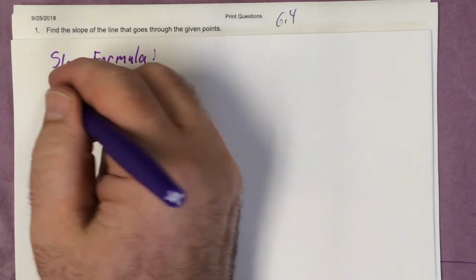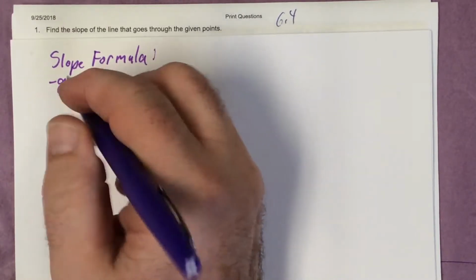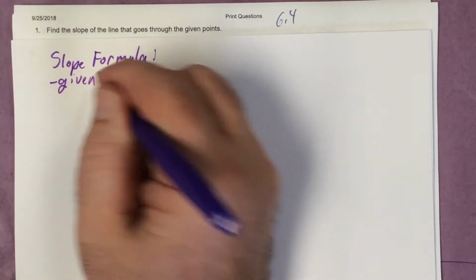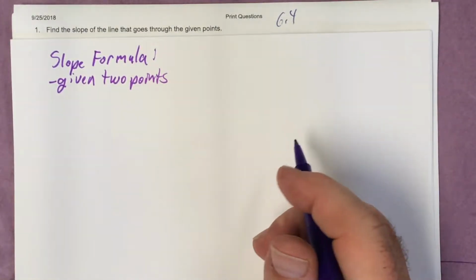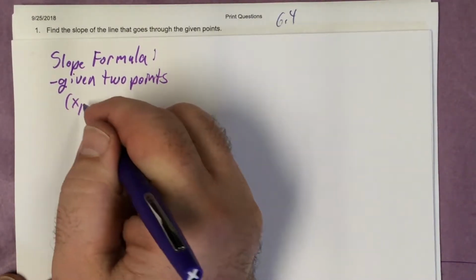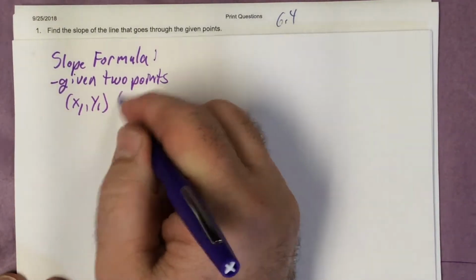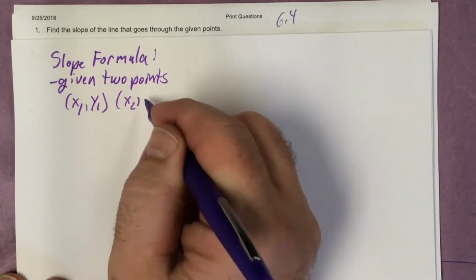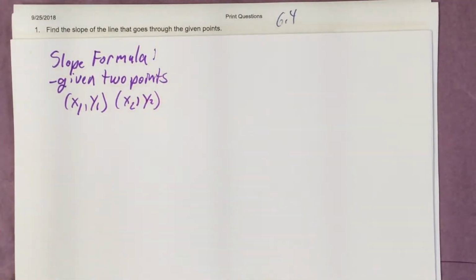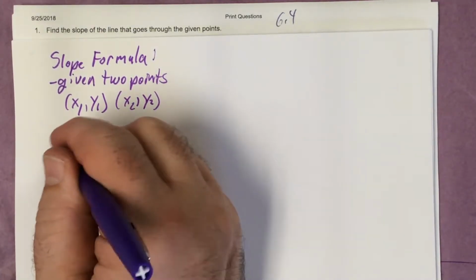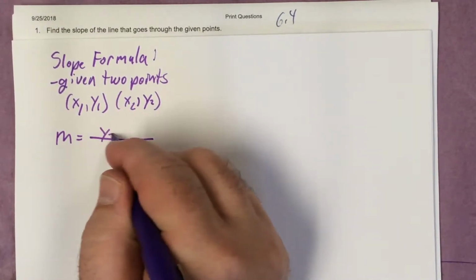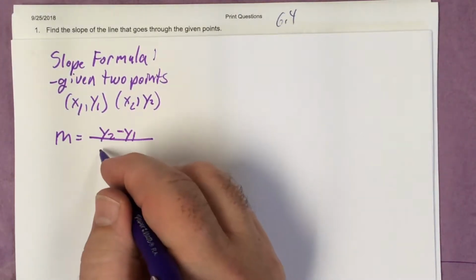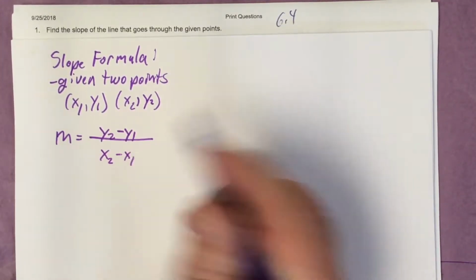And we use the slope formula when we're given 2 points and we want to know the slope of the line that passes through those points. So if we're given 2 points, and we'll call those points, let's say, x1, y1, and then x2, y2. If we're given 2 points and we want to know what the slope of a line passing through those 2 points is, we say that we can calculate the value of m as being the following. We're going to take y2 minus y1 divided by x2 minus x1.